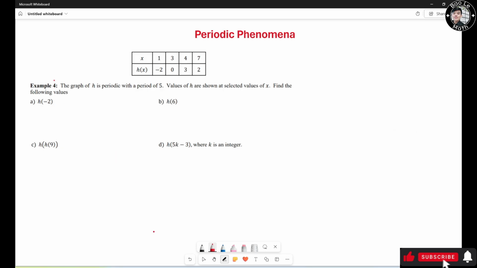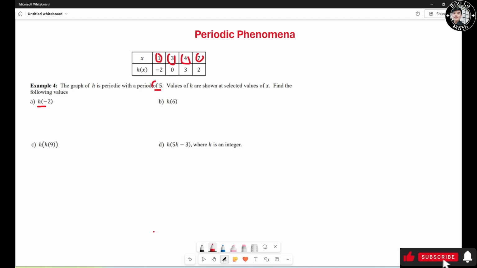Now let's move on to example number 4. The graph of the function h is periodic with a period of 5. The values of h are shown above. Find the values of h of negative 2. So we look at this one. We don't see any negative 2.